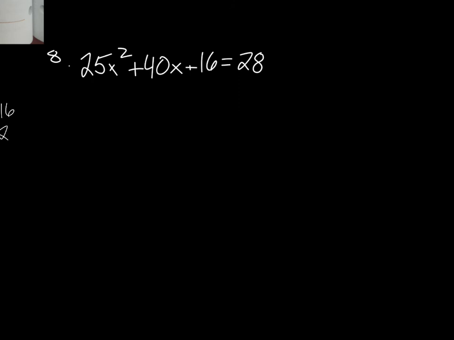Okay, Casey? All right, what is 25 times 16? 400. Factors of 400 that add to give you 40. 20 and 20, right? So you probably don't see this pattern because a is not 1. So then we better write it out because you've got to be able to solve it. So then we write it out like this.